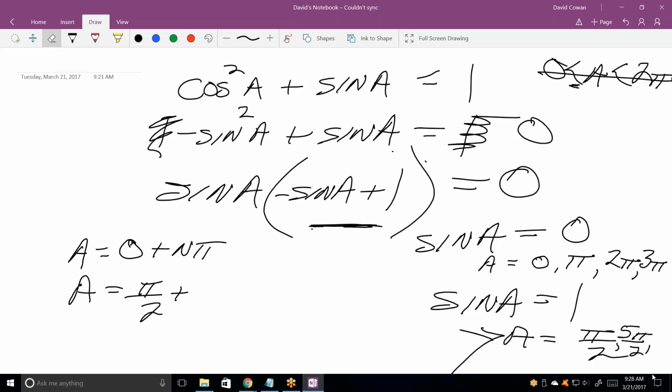So it can be done. I don't think 11 was right. I should have said 9 pi over 2. And then it's going to go up by 4 pi each time. So it would be n times 2 pi, the second one.